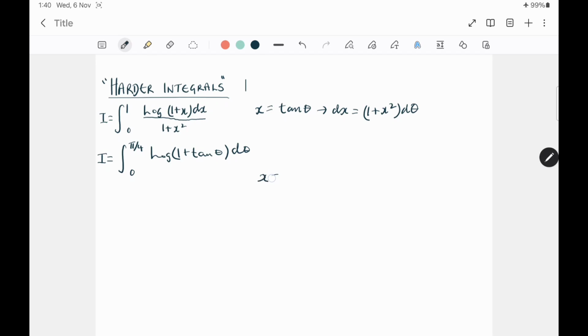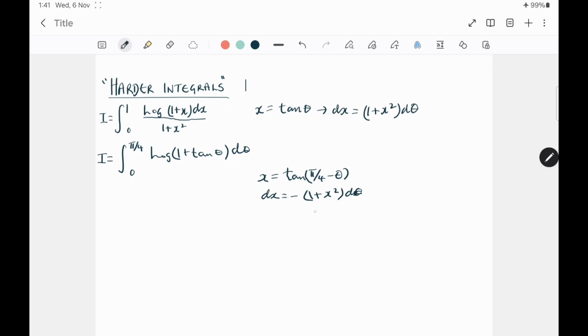This time x equals tan of pi upon 4 minus theta. And when we differentiate, again, we'll get dx equals 1 plus x squared dx. But this time we'll have a minus here, d theta, because when you differentiate the inside of the argument here, the differential of minus theta is minus 1.